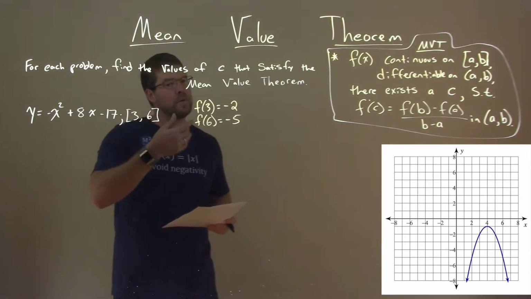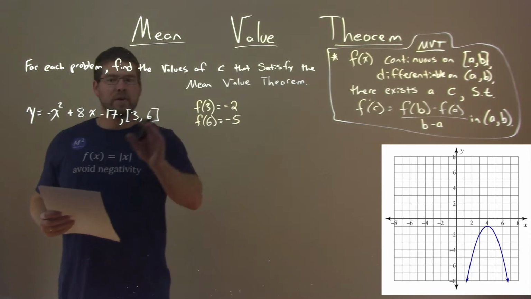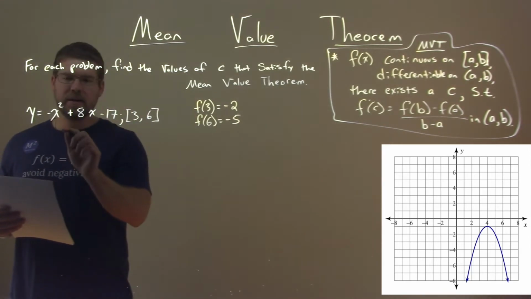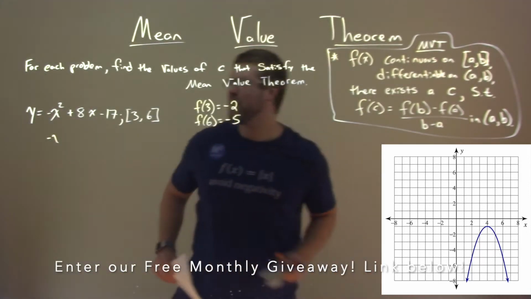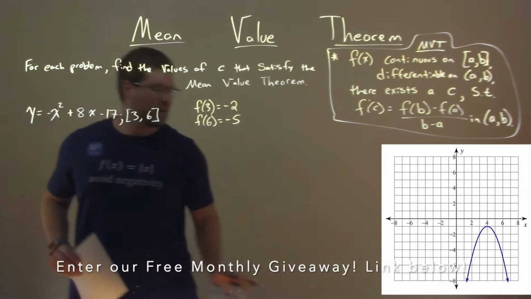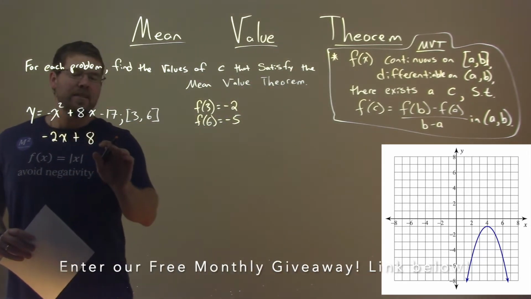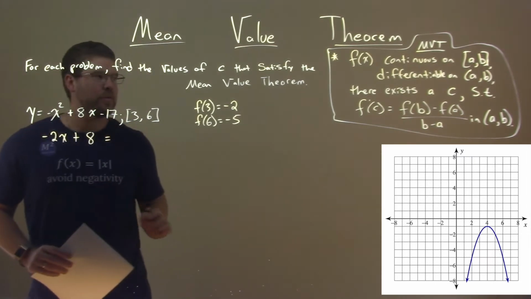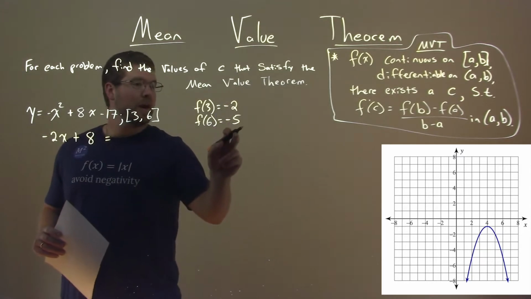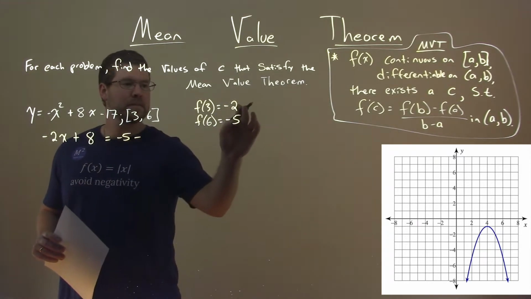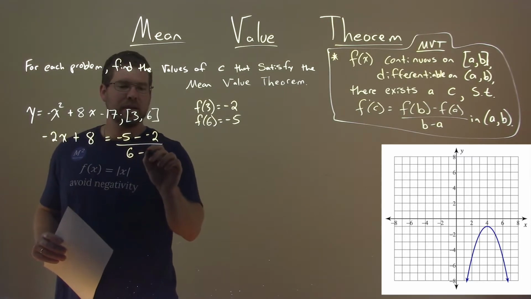From there, we have to use the mean value theorem to find our value of c. So we take the derivative of our function. Our derivative, negative 2x. I almost messed up the derivative right from the beginning. Not good. Power rule, negative 2x plus 8, and that's our derivative. We set that equal to, using our formula, f of b, let's call it negative 5, minus a negative 2, over b minus a, 6 minus 3.